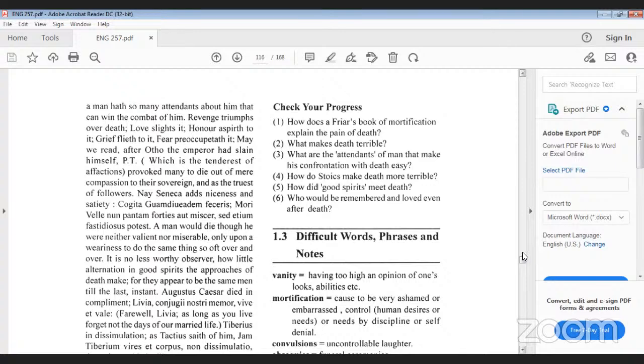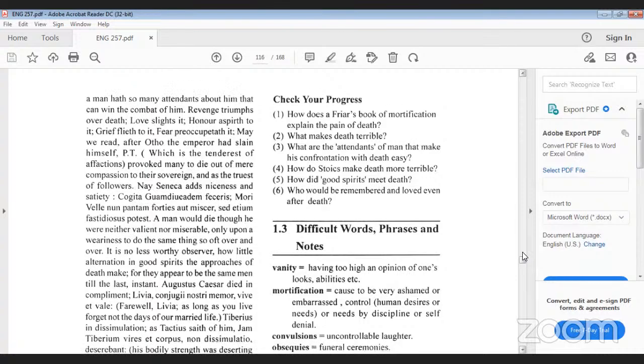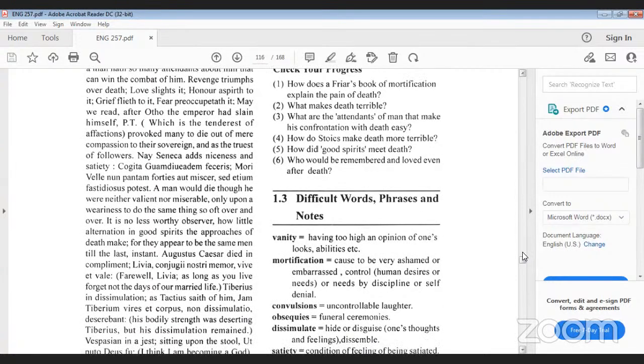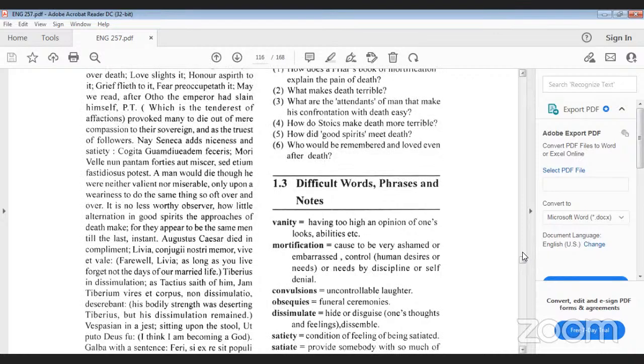A man would die, though he were neither valiant nor miserable, only upon a weariness to do the same thing so oft over and over. It is no less worthy to observe how little alteration in good spirits the approach of death makes, for they appear to be the same men till the last instant.